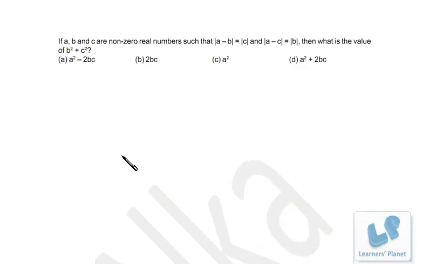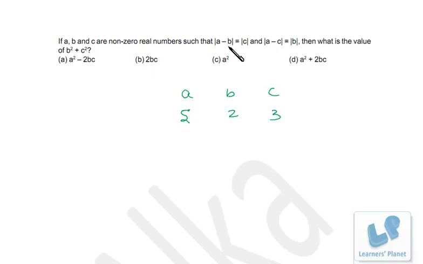Now we have one question from algebra. Here a, b, c are non-zero real numbers and the relationship is given. What is the value of b square plus c square? Friends, what you can do is you can assume comfortable values of a, b and c, right? Now here a should be equal to b plus c. So I assume b is 2, c is 3, so a must be 5, right? Obviously, you can take positive values as well as negative, right?